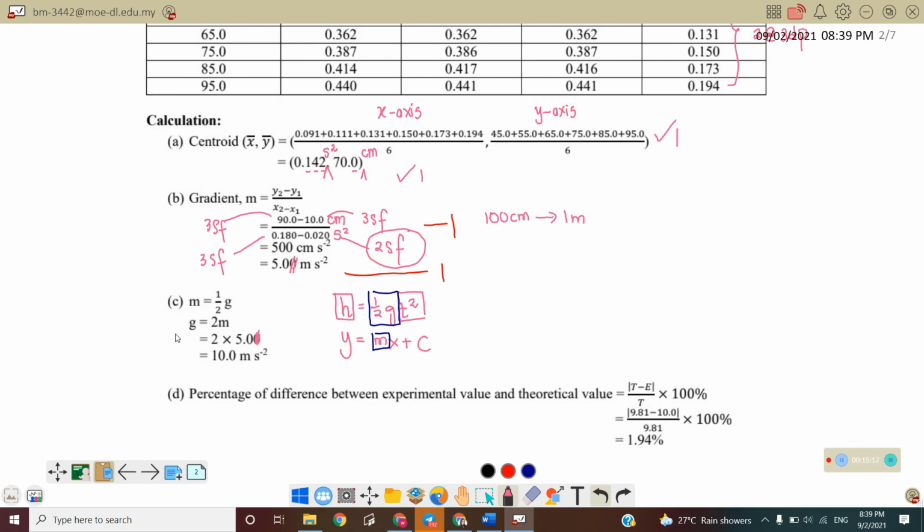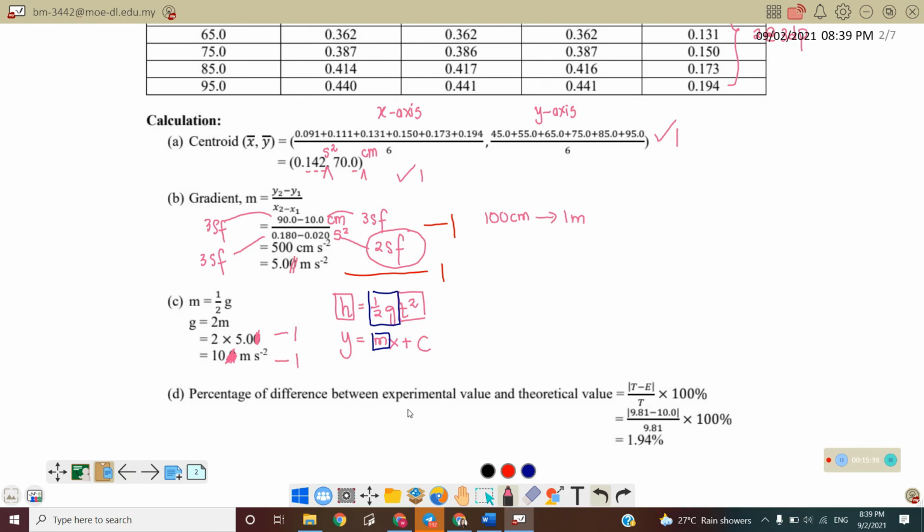So we will take 1 significant figure, so you can take 10. Here you don't need to write 10.0, you just write 10. So how can we get marks? If you substitute correctly, you will get 1 mark. And then the final answer with the correct unit, you will get 1 mark.